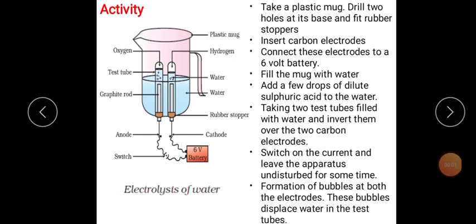In the last lecture, we studied decomposition reactions, where a single reactant gets decomposed into a number of products. We'll understand this with another activity, called the electrolysis of water.